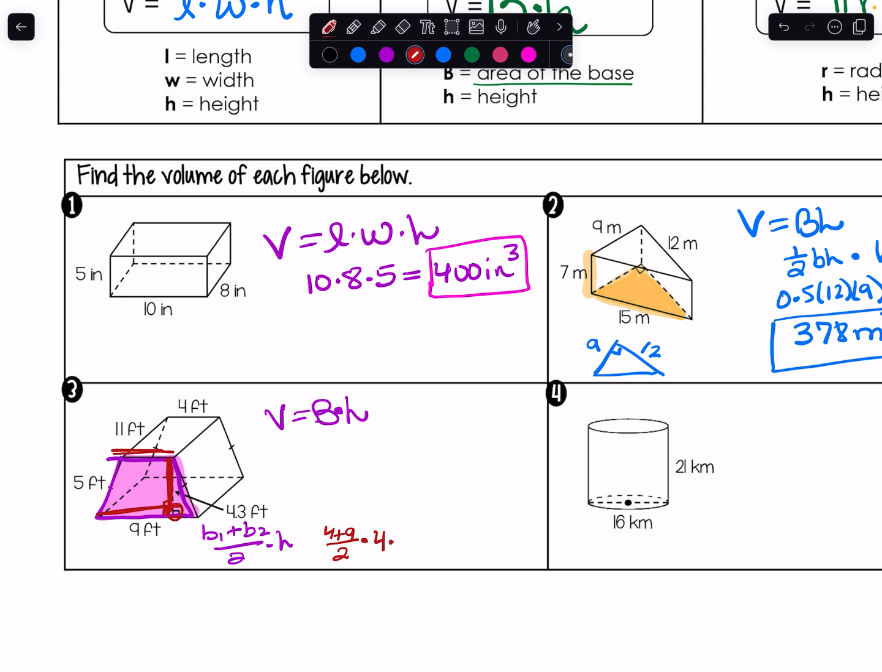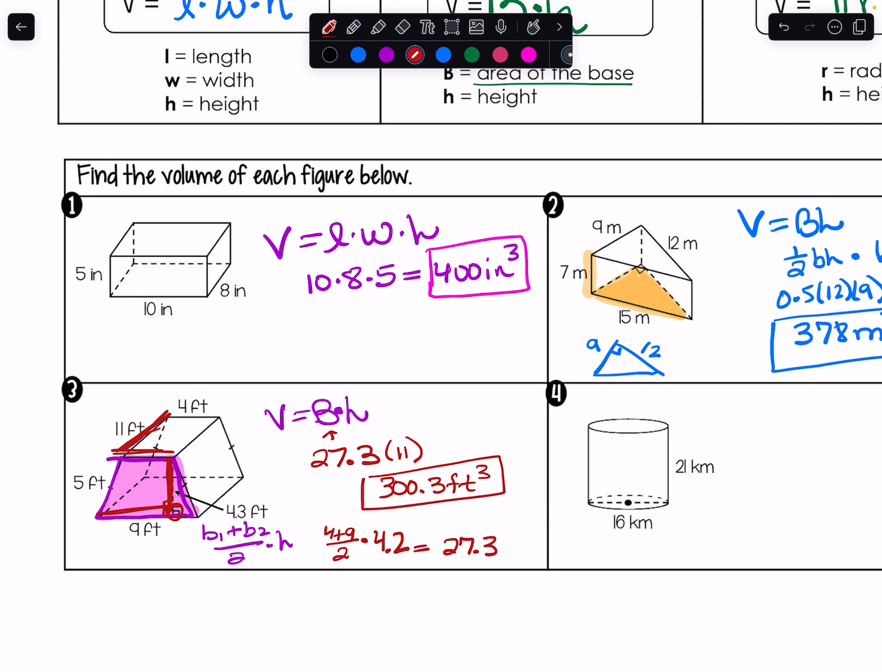Let's find the area of the trapezoid. It's going to be 13 divided by 2 times 4.2, and I am using a calculator, and I get 27.3. That's the area of the trapezoidal base, 27.3, and then the distance between those trapezoids is 11. So I'll multiply that times 11, and I get 300.3, and this is feet cubed.